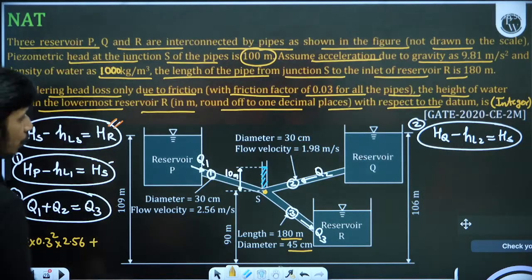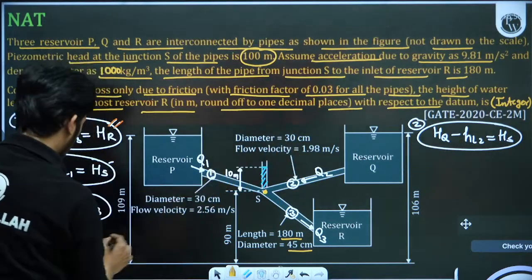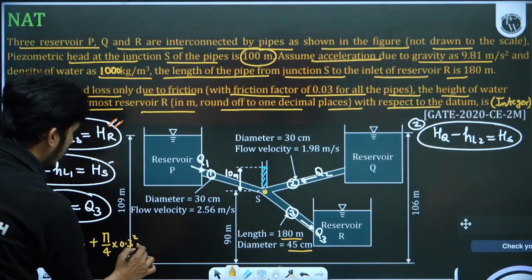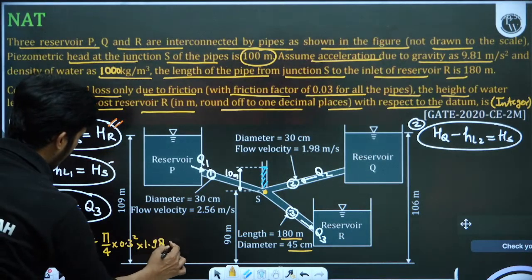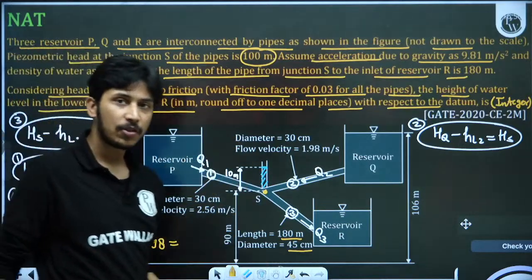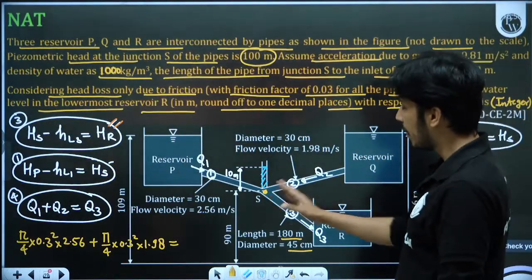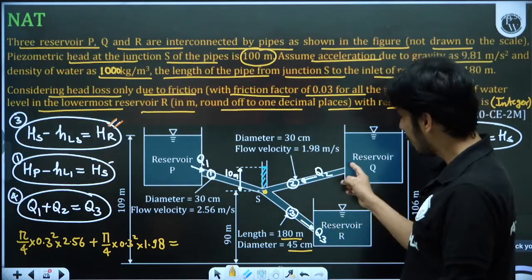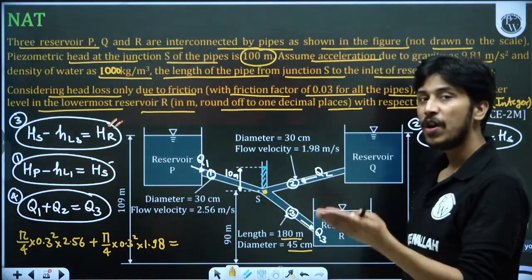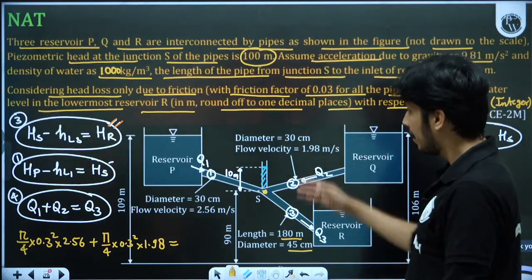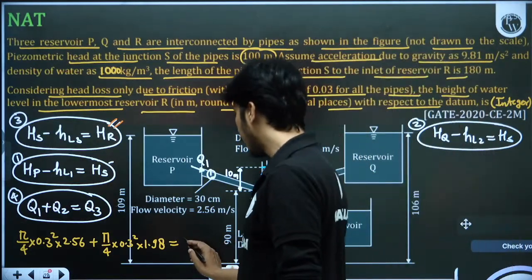Plus what is Q2? In pipe 2 the velocity and diameter are given, so pi by 4 into 0.3 squared into 1.98. If the flow velocity and diameter were not given, we can again calculate. This is 106, this is 100, so 6 meter is the head loss here. That is equal to fLQ squared upon 12.1 d to the power 5. From that we can calculate Q2. But here this is given directly, so we are calculating Q3 directly.